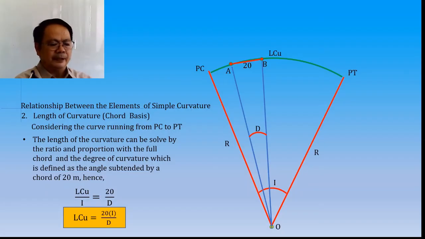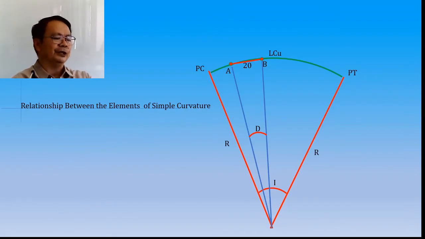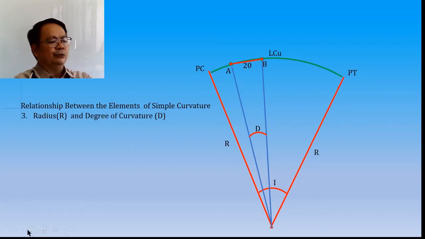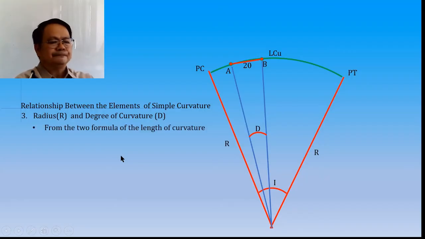However, how are we going to solve for D? Kinakailangan naintindihan natin ano man yung value ng D. Okay, so we established here the relationship between the radius and the degree of curvature. Establish natin yung radius at saka yung degree of curvature. Paano yun? Okay? Gamitin natin yung formula na derive natin about the length of the curvature.